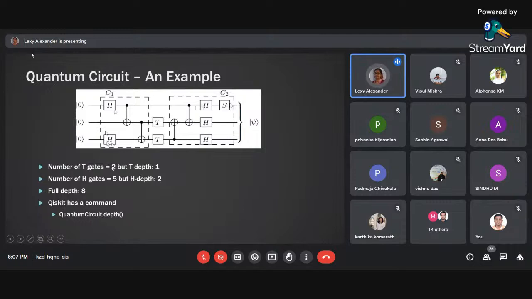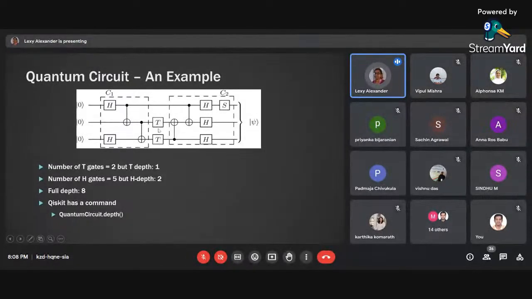So depth means how many operations you can compute. You have to count how many time steps are required to reach the output. Here the two H gates operate on independent qubits, so this can be done in parallel. This is taken as a single count, a single depth. Then only after this H can we apply this C0, so this becomes the second step. After this C0 only we can apply this other one, so this becomes the third step.